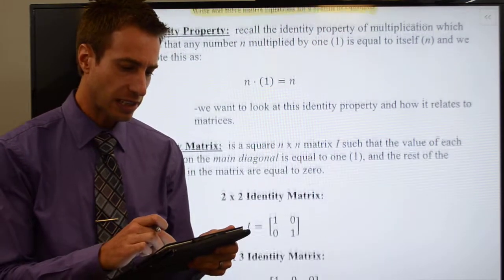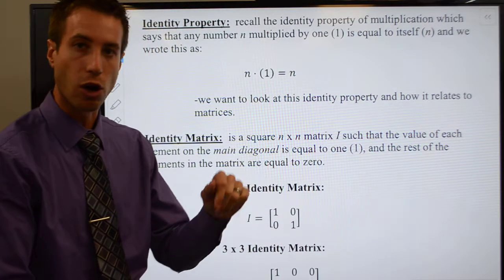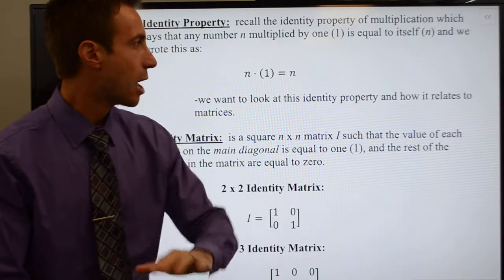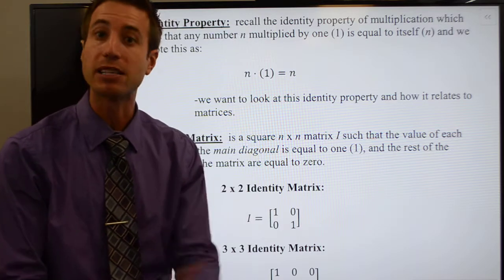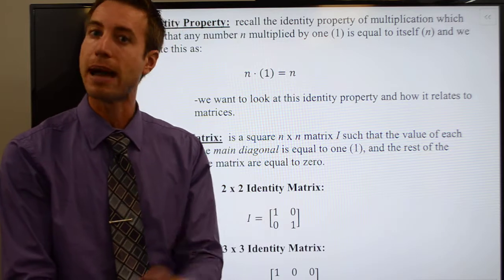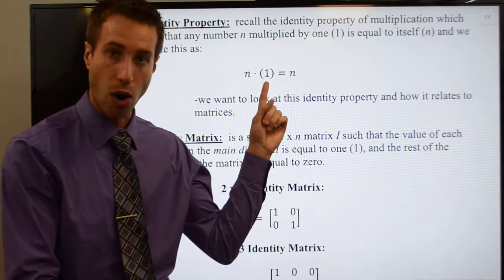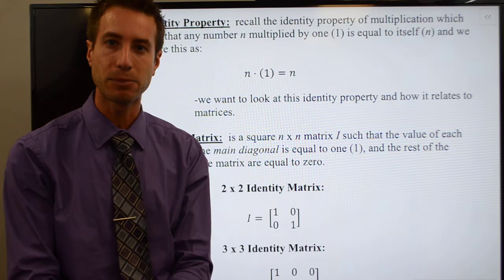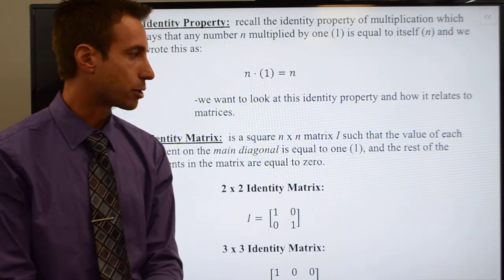Let's quickly review a little bit of algebra from real numbers. What we want to recall is the identity property of multiplication, and here's what it says. Pick any number n, your favorite number, it doesn't matter what number it is, positive or negative, rational or irrational. Pick any real number, and if you multiply that real number by 1, you get back your real number. So anything times 1 is itself. That's the identity property of multiplication.